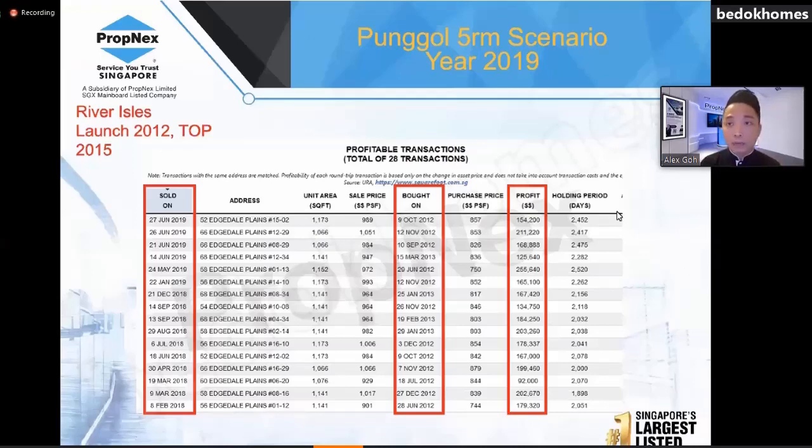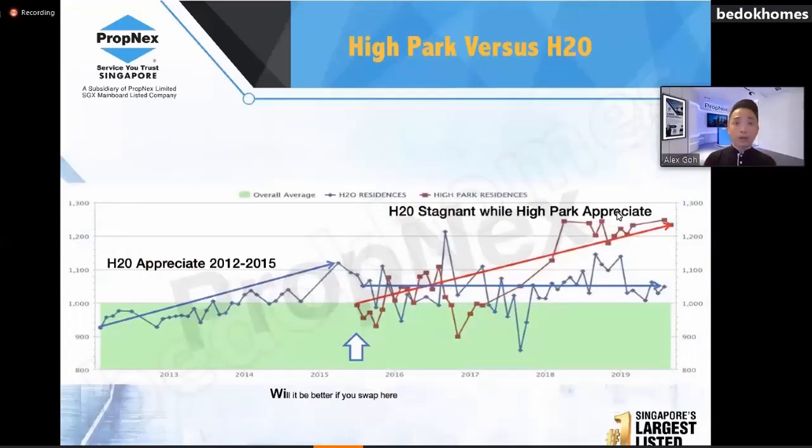Okay, so now I'm going to share with you another example based on two condos which are very nearby each other, High Park and H2O. If you look at the chart, the blue color is H2O, launched in 2012. From the launch to the TOP in 2015, the price moved upwards all the way. But from 2015 after the TOP all the way to 2020, the price is falling a bit, or I can say it's very stagnant. Yet a condo right beside H2O, High Park Residence, launched in 2015, the price shot up.